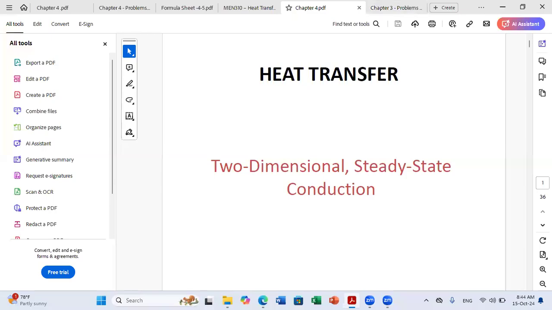We will start now with a new chapter, which is two-dimensional steady-state conduction. So until now, we worked with 1D cases. Of course, solution in 1D is much more straightforward. Whenever we go to 2D and 3D, things will be much more complex, and analytical solution is really challenging, so we can go to numerical techniques. So in this chapter, we'll introduce how we can use numerical techniques to solve 2D problems.